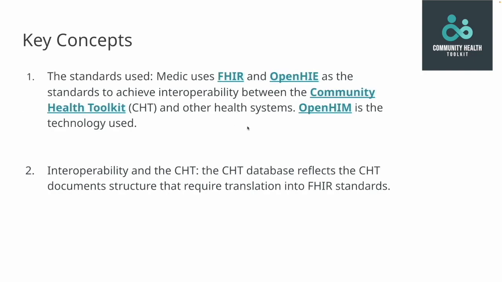So we can jump into the key concepts. The first couple of concepts that we'll be looking into include FHIR. We'll look into OpenHIE, the CHT, that's the Community Health Toolkit, which is a community health information system. Any other health system that could be a requesting system. So for interoperability within the CHT, it just means that we exchange data between the CHT, which has a database that reflects the CHT document structure that require to be translated into a FHIR standard for other systems to consume this data, or for us to pick data in FHIR format and then consume it within the CHT.